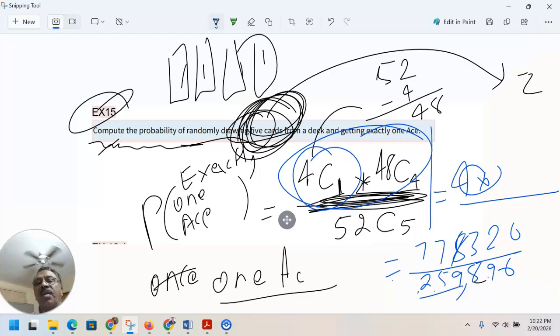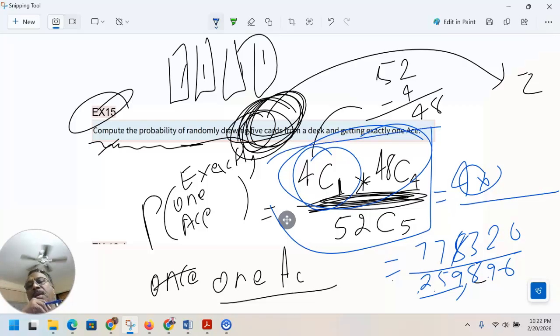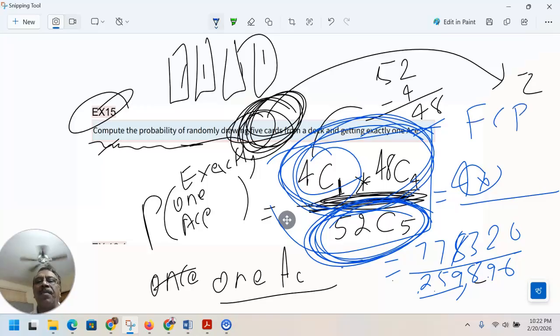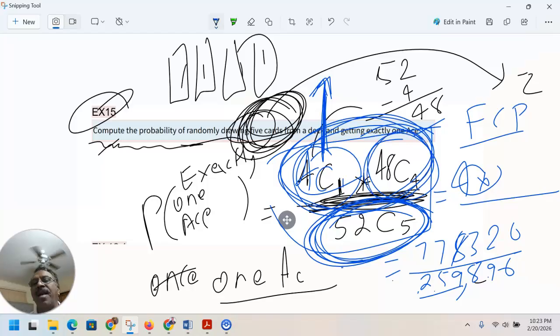This is a beautiful question. Actually, I love this question. I hope you understand what I'm doing. The bottom one is all possible ways to pick five cards. The top part uses the fundamental counting principle because there are two steps. The first step is that your card is an ace. So you have four aces and you pick one. Once that is done, your second step is non-aces. So you have 48 non-aces and you pick four of them.